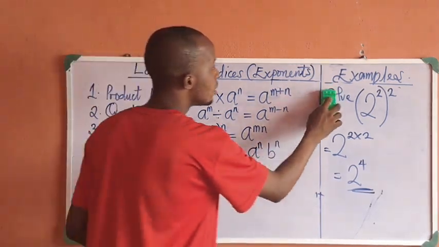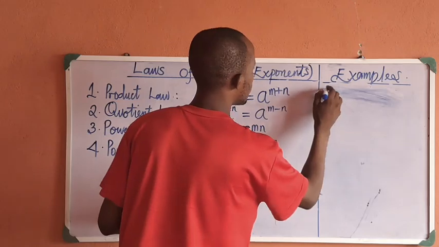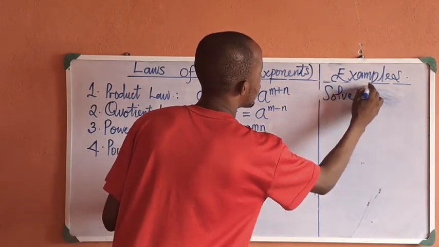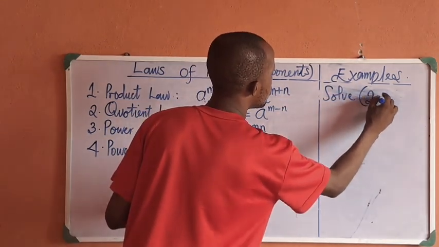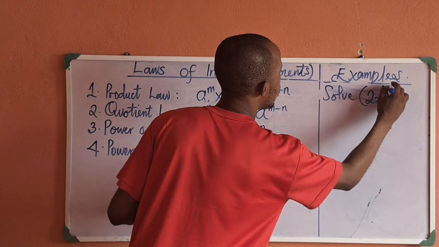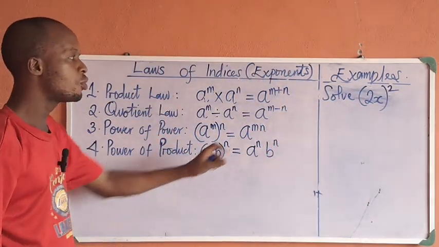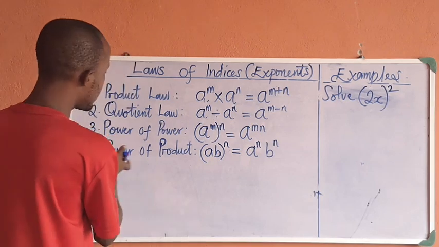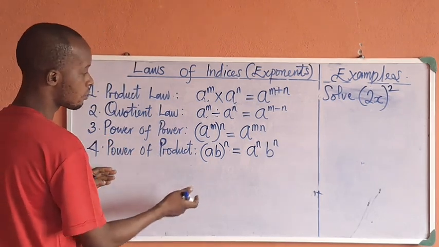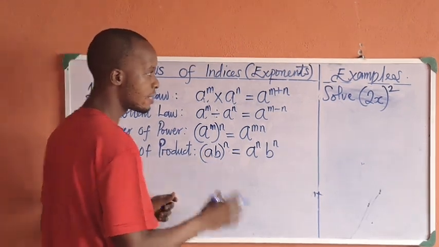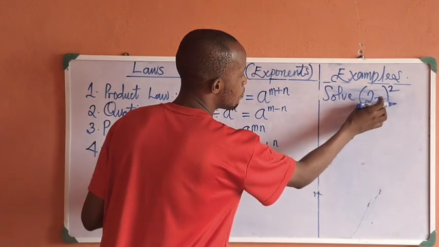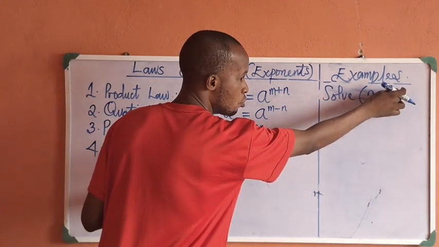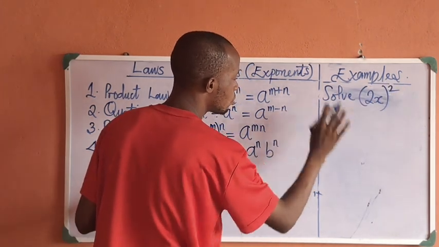And this is the worked example. Solve, in bracket you have 2x raised to power 2. How do you solve this kind of mathematics? Applying the law of power of products, what you need to simply understand is that the 2 factors in the bracket have 2 as their power. So we're going to split that.